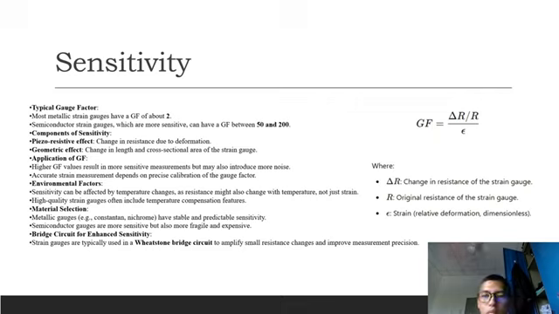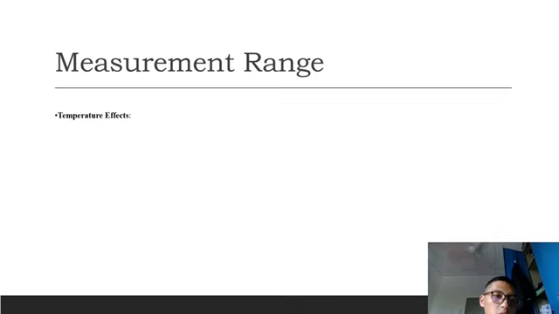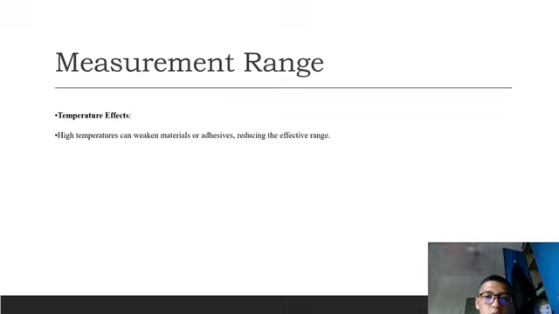So on the right side is the focus on gauge factor. Gauge factor is equal to change of resistance of the strain gauge divided by original resistance, over strain, the relative deformation dimension. Now the measurement range. Measurement range is focused on the temperature effect. High temperature can weaken material or adhesive, reducing the effective range. Some gauges are designed for high temperature environment with extended range.